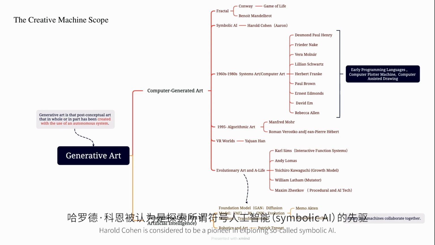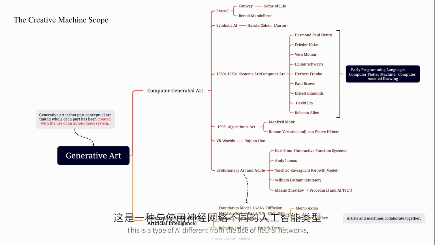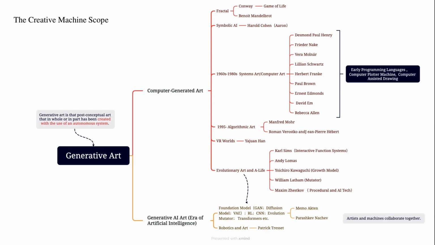Harold Cohen is considered to be a pioneer in exploring so-called symbolic AI. So this is a type of AI different from the use of neural networks, where instead there is a sort of expert system, a system which has lots and lots of knowledge and rules, such that if it encounters a particular situation, it will apply a particular set of rules. And this is the idea that humans have over time learned a number of such similar rules, and we're trying to simulate that kind of approach here.